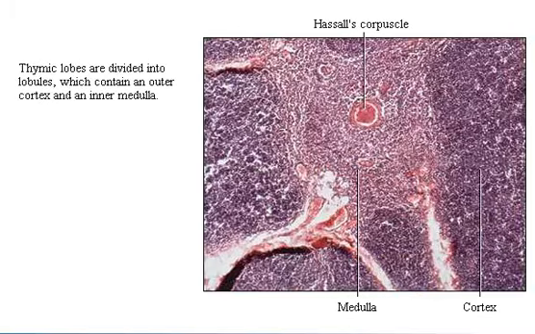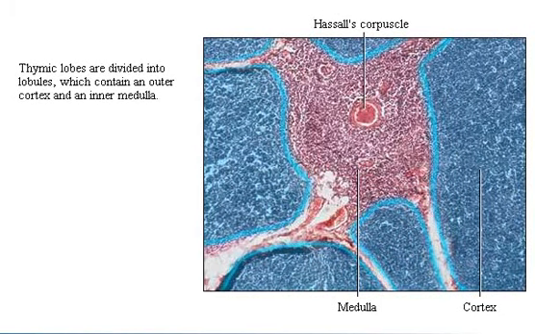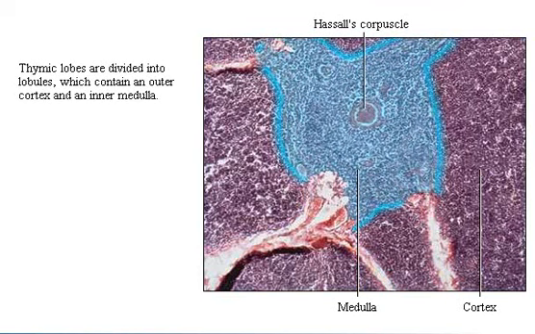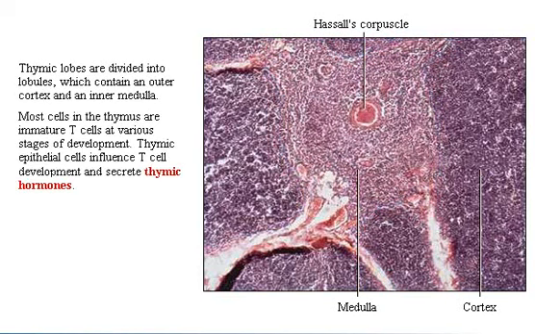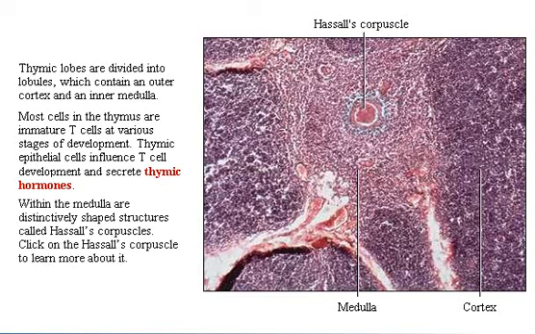Each lobe of the thymus is divided into many lobules. Each lobule contains an outer cortex and an inner medulla. Most cells in the thymus are immature T cells at various stages of development. Scattered amongst the immature T cells are thymic epithelial cells, which influence T cell development and secrete thymic hormones such as thymulin. Within the medulla are distinctively shaped structures called Hassall's corpuscles. Click on the Hassall's corpuscle to learn more about it.